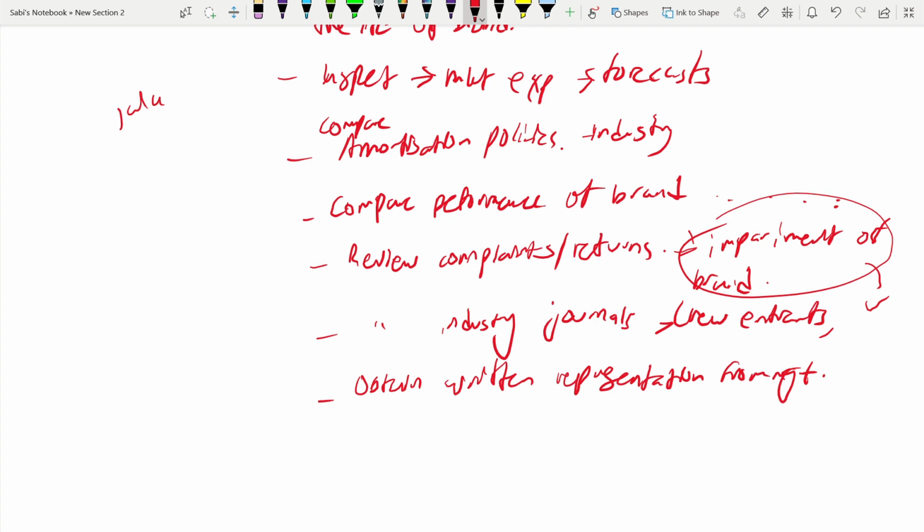Who is believing the brand will not impair? It is the manager. And who is doing this impairment review based on assumptions? Management. That's why you have to get a written representation from them. In writing, they are confirming now. You understand now? Now we'll be doing the next question.